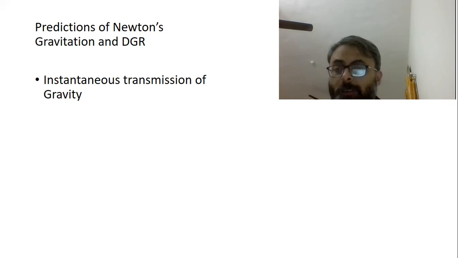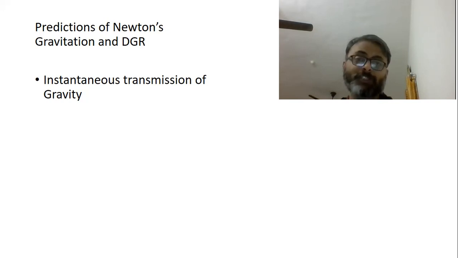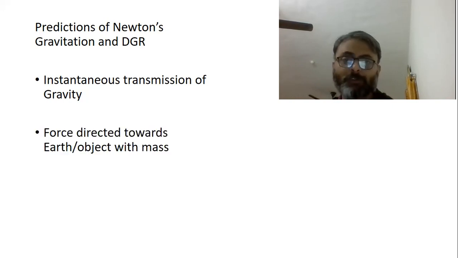But one thing is for sure, that how fast it travels depends on the mass. So the gravity of the Sun will travel much faster than the gravity of the Earth, and the gravity of the central supermassive black hole of the Milky Way, which has several million solar masses, will travel much faster. So this is the prediction of DGR, which is not exactly matching the instantaneous transmission of gravity with Newton, but yes, it comes close.